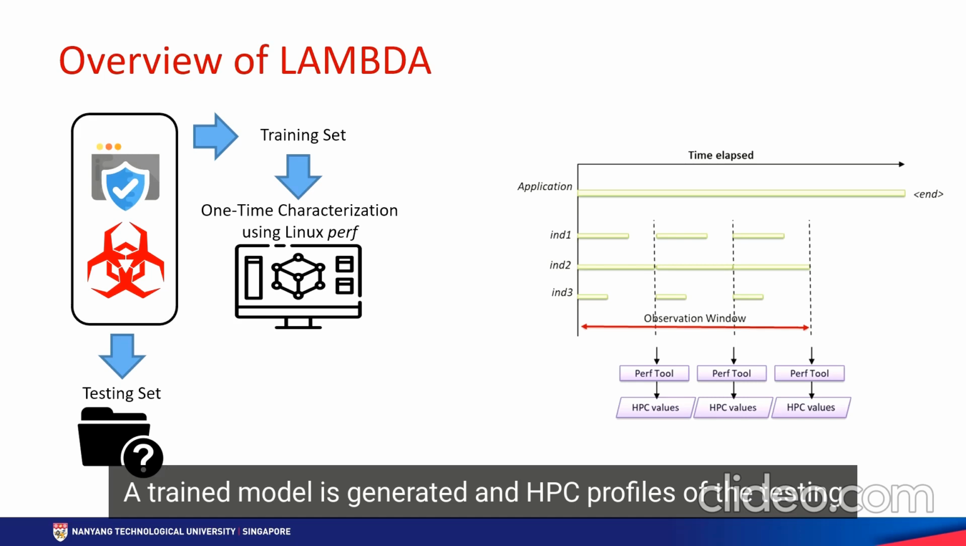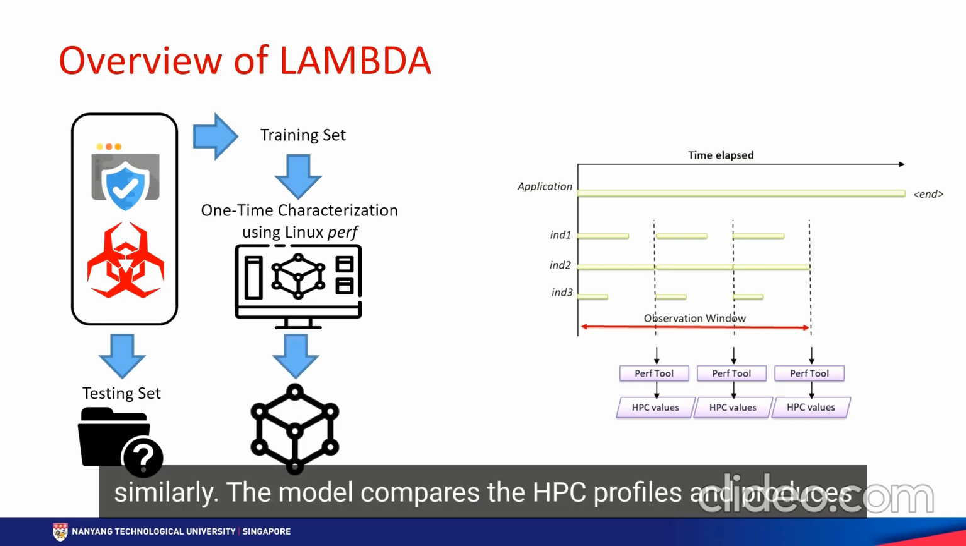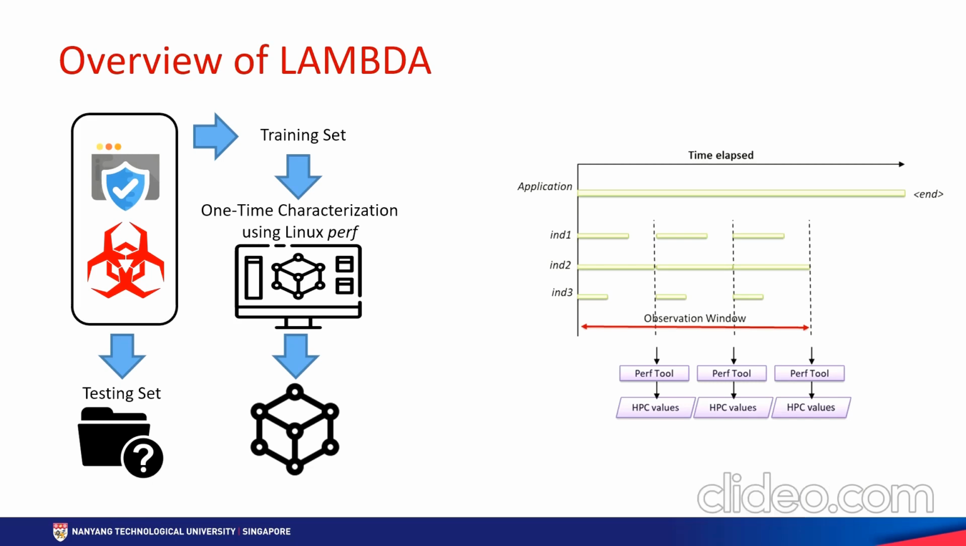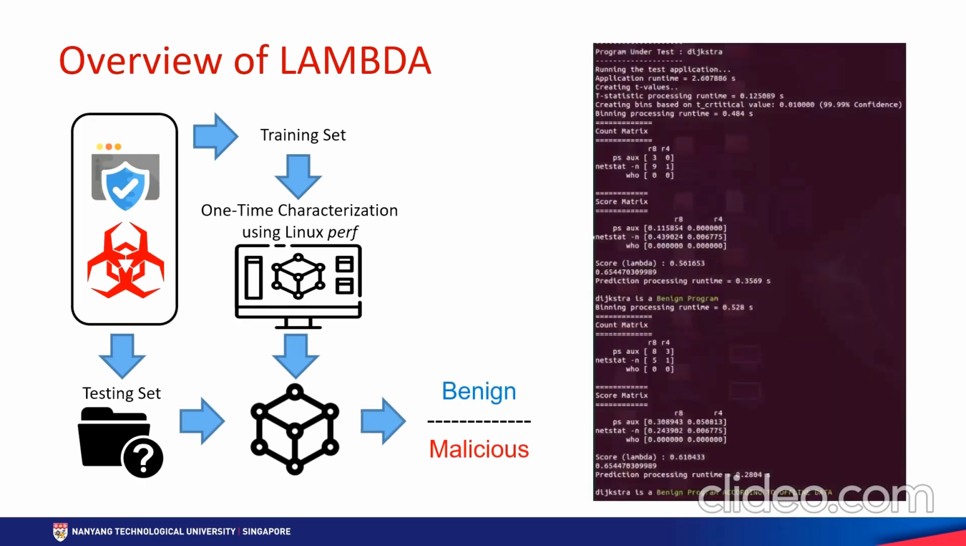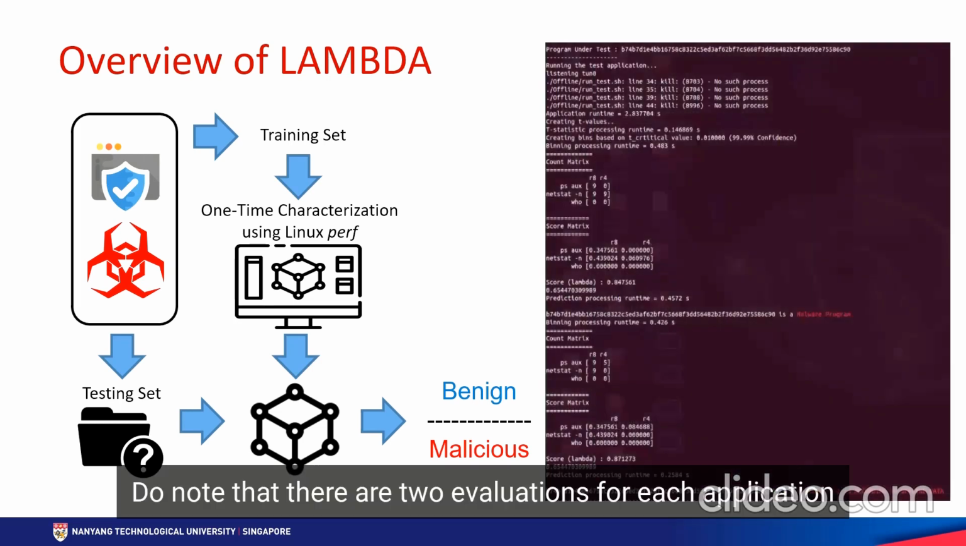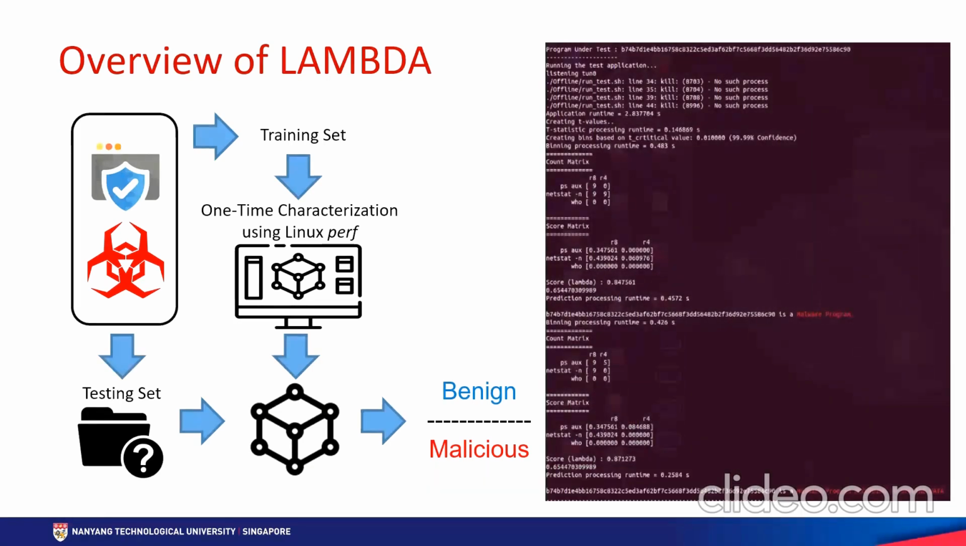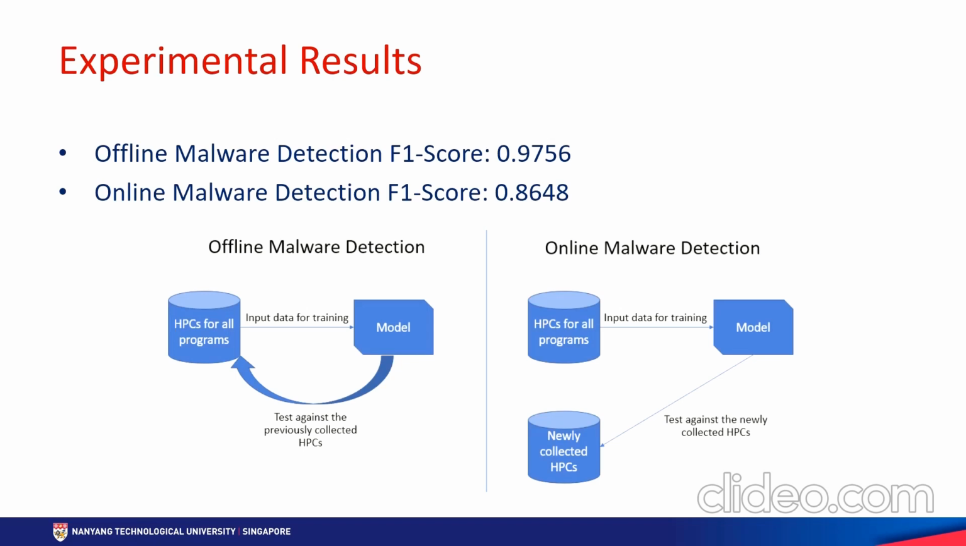A trained model is generated, and HPC profiles of the testing applications are collected similarly. The model compares the HPC profiles and produces a benign or malware output. An example of the benign and malware output is shown. Do note that there are two evaluations for each application, which will be covered in the next slide.